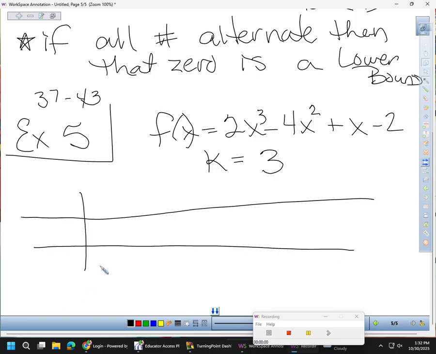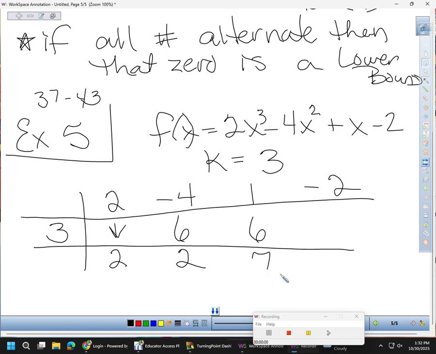Just going to do synthetic division. So my coefficients are 2, negative 4, 1, negative 2. I'm going to put my 3 on the outside. Bring down my 2. 3 times 2 is 6. When I add them together, I get 2. 3 times 2 is 6. When I add them together, I get 7. 3 times 7 is 21. When I add them together, I get 19. So this is an upper bound, exactly. There will not be any zeros higher than here. Okay?